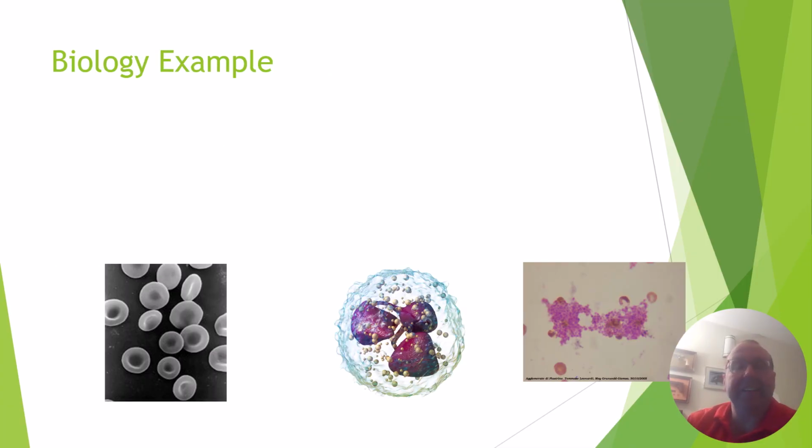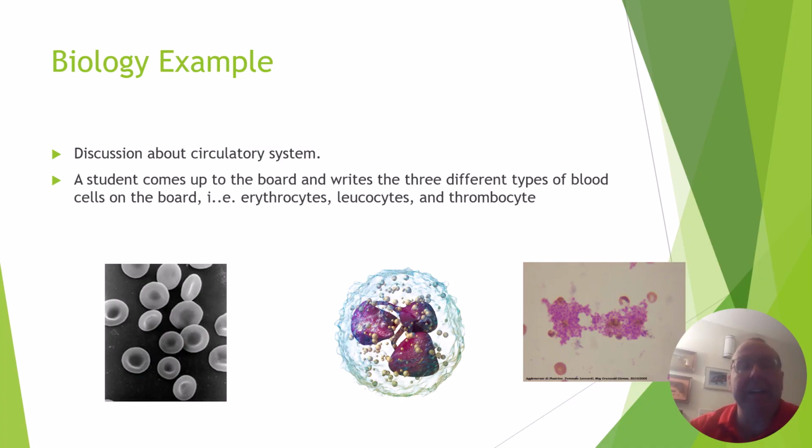I'll give this biology example. For example, let's say we're discussing the circulatory system today. And part of the circulatory system is blood. So we have a student come to the board and write down the 3 types of blood cells. Those are erythrocytes, leukocytes, and thrombocytes. So if the student gets the answer, they know that, or they might just know the more common name: red blood cells, white blood cells, and platelets, which is a good start.